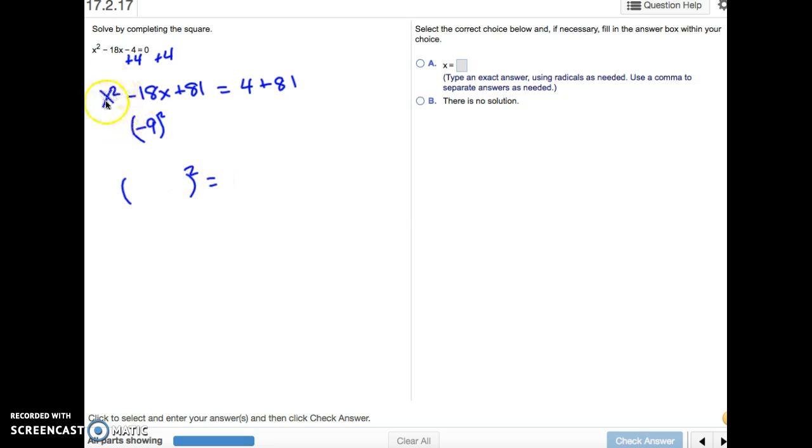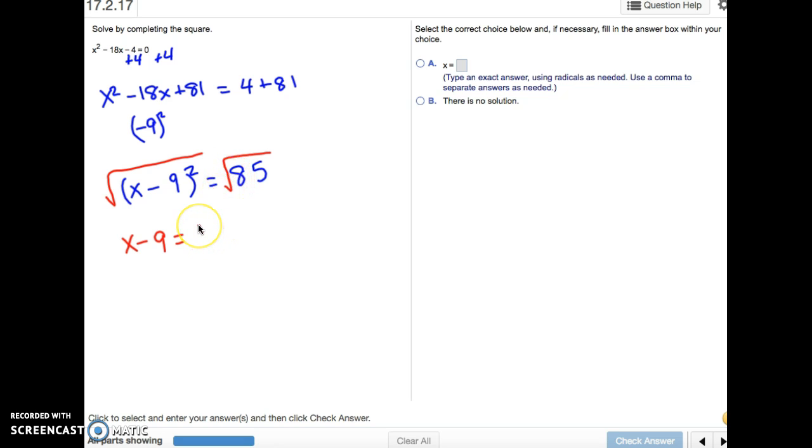That something, I take the square root of the x squared, the sign from the middle, and the square root of the 81. And now I have that part. And on the right side, I get 85. Now this is like a problem that we were doing yesterday. So I have something squared. I need to square root it. Square root over here. The square and the square root cancel, leaving x minus 9.